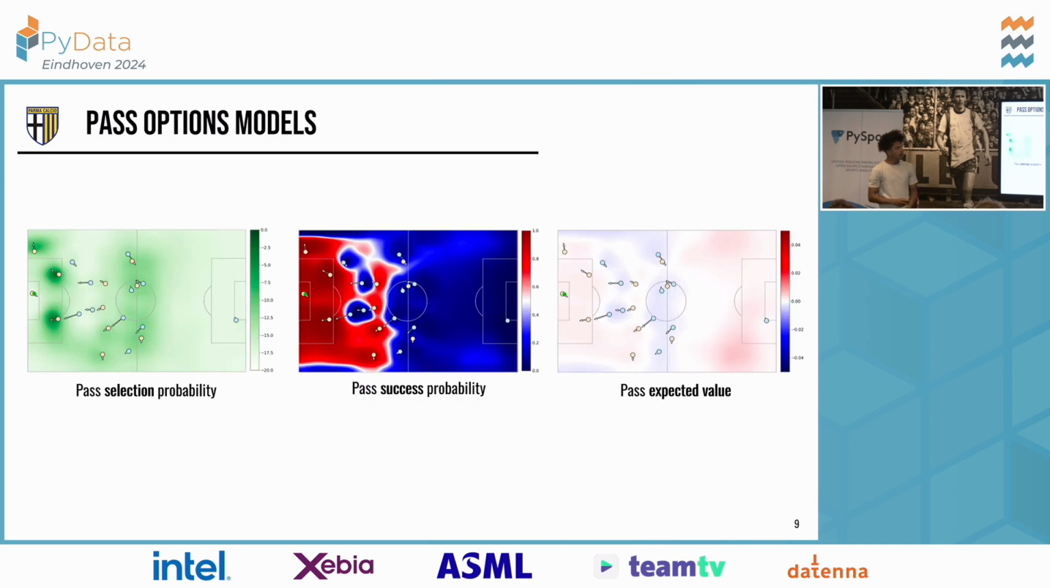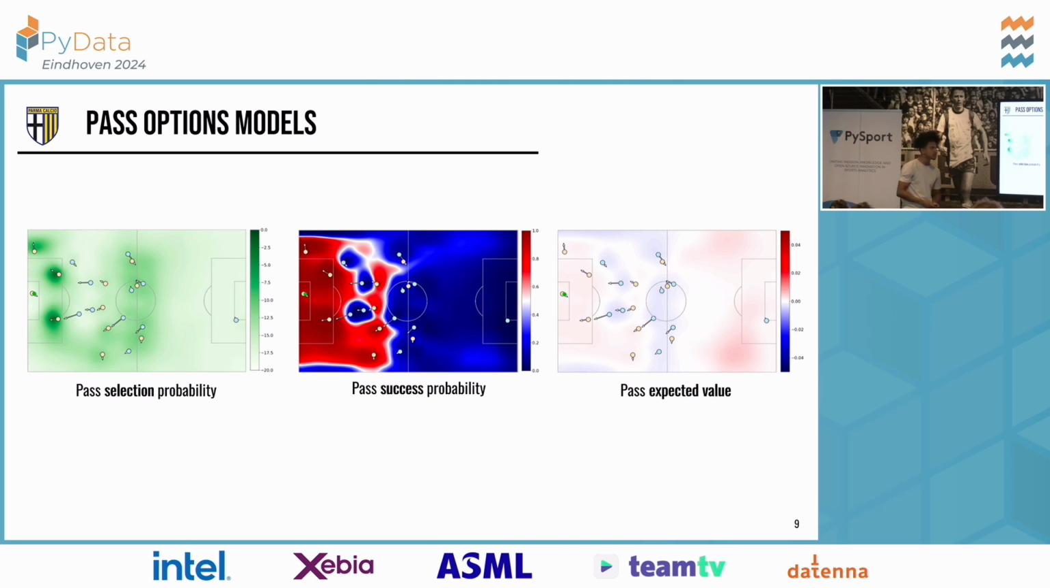Another model is the pass options. For a given time frame in the game, we can compute several maps that contain complementary information. In the first one, we have the pass selection probability. For this situation, the ball is here at the feet of the goalkeeper. In the first map, we estimate the probability that he chooses any area in the field to make a pass. And we can see that it's very likely that he chooses a short pass to his defenders.